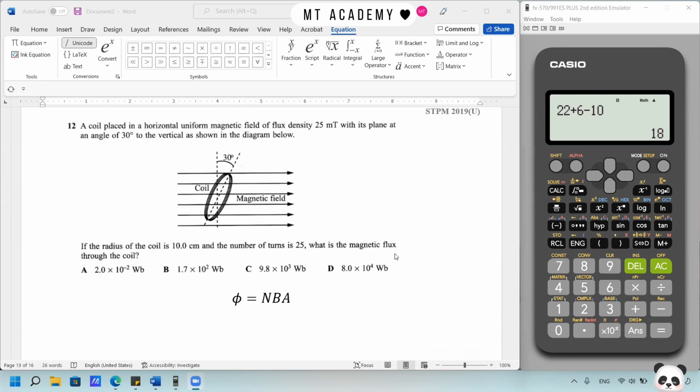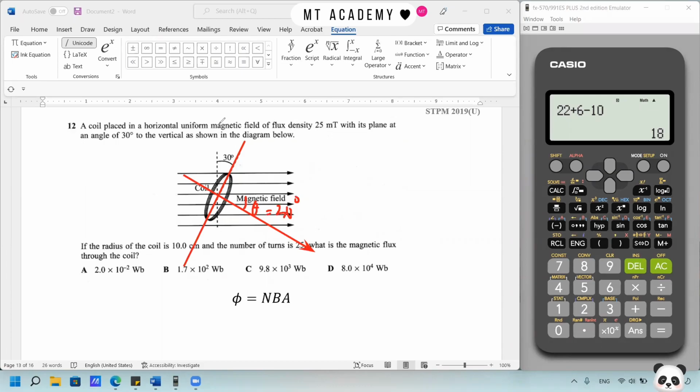So we learned about NBA cos theta, but you need to be careful that the angle referred to is between the normal of the coil and the magnetic field. So we need to be very careful and observe it. This is our coil and the normal is in this direction. What we need is the angle between the magnetic field and the normal. Okay, but the angle here, so we need to check. It is the same as 30 degrees.